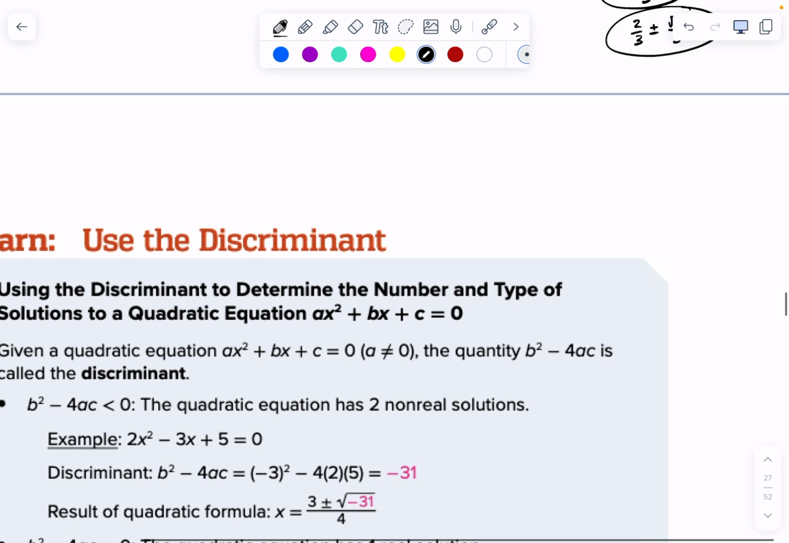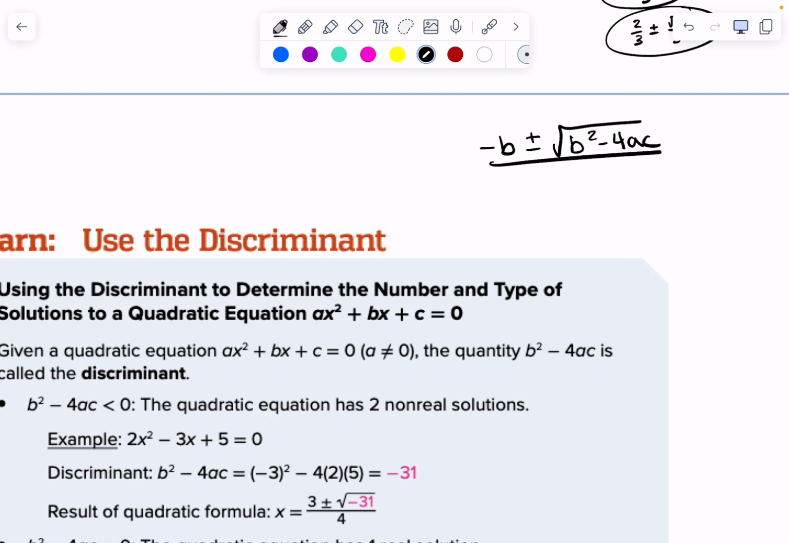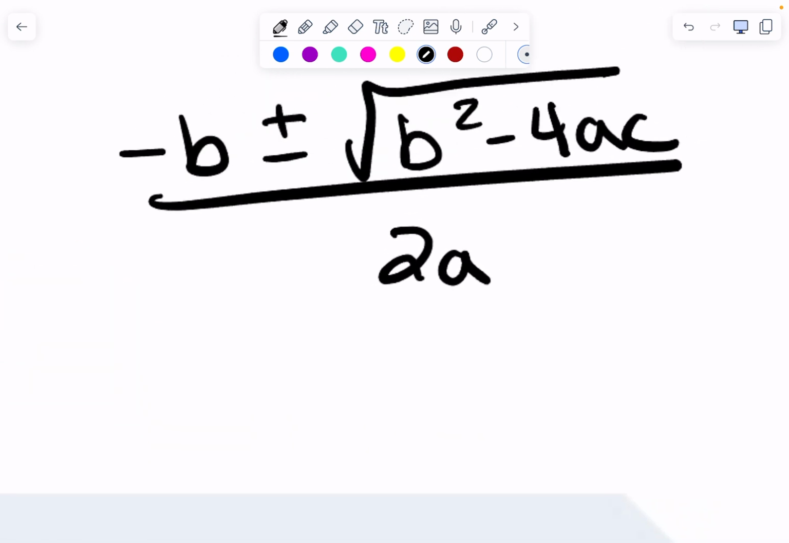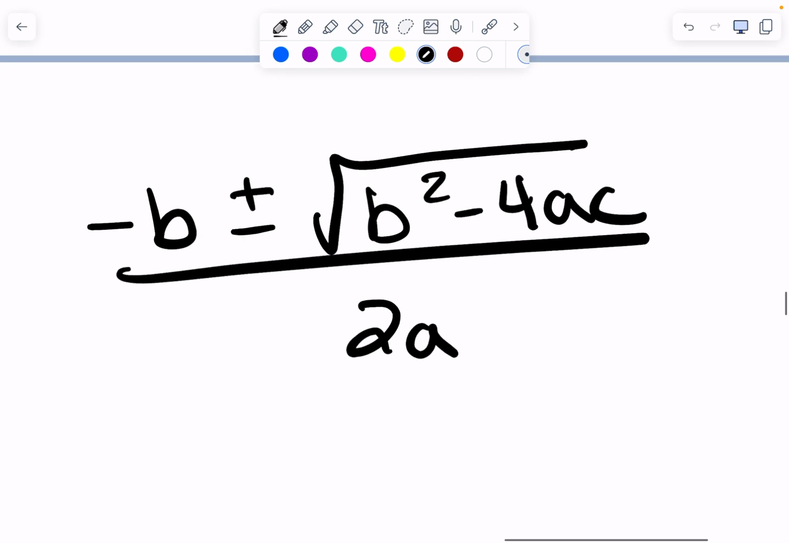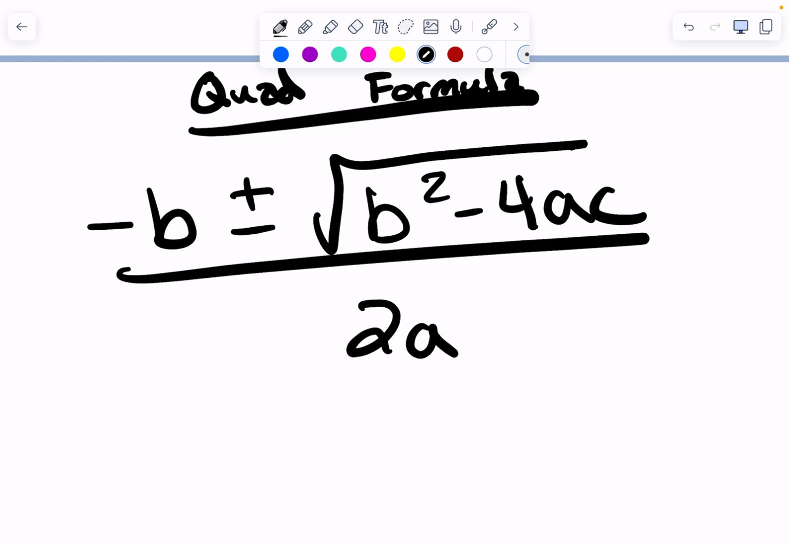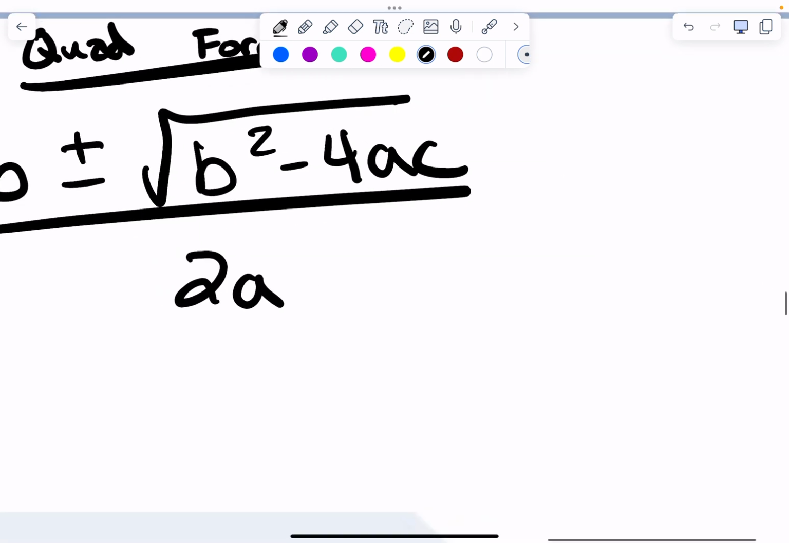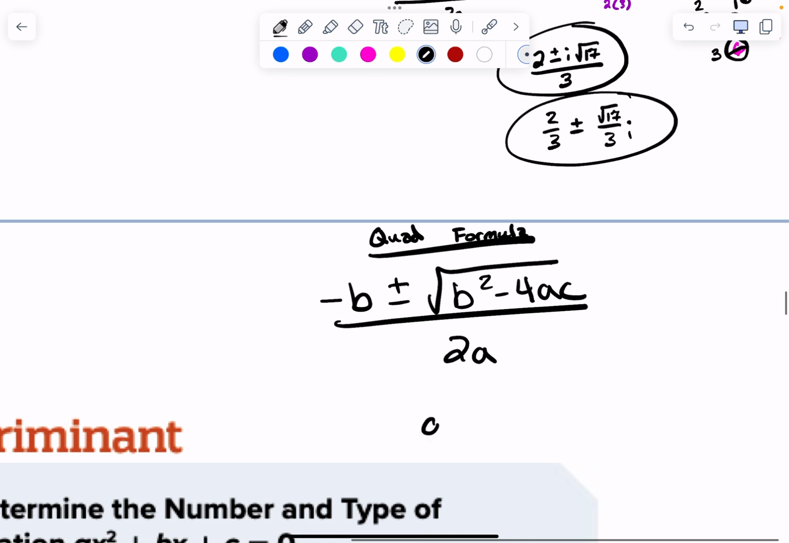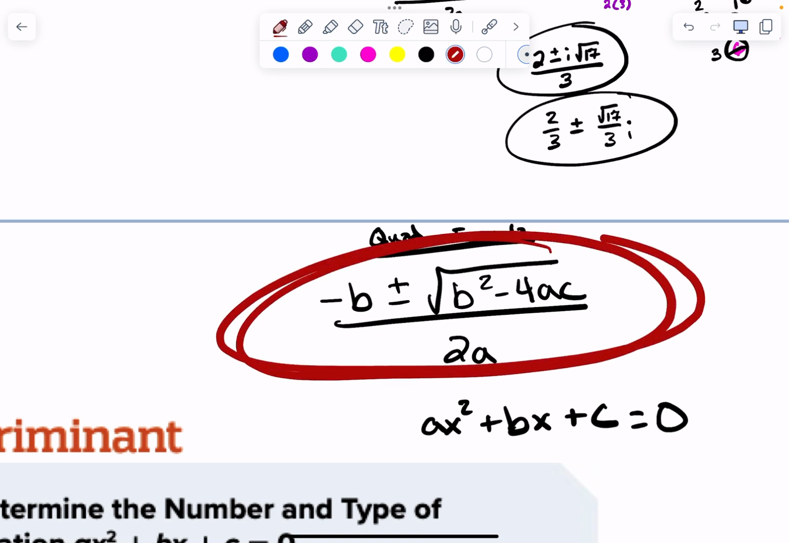Okay, write the quadratic formula at the top of your page: negative b plus minus the square root of b squared minus 4ac all over 2a. This is the quadratic formula, right? Quadratic formulas are used to solve quadratics that are in the form of ax squared plus bx plus c equals 0, right? What does this thing tell me?